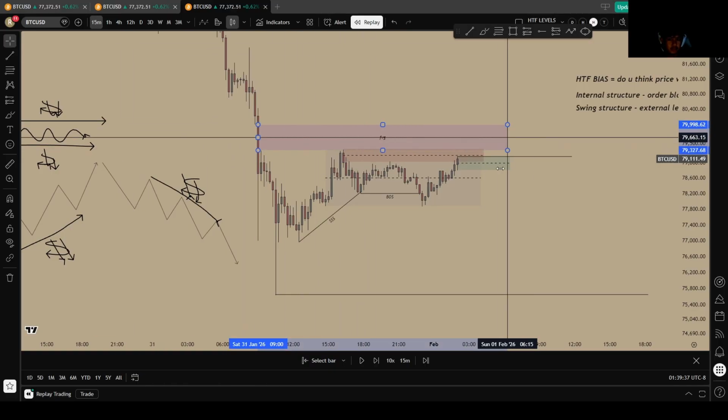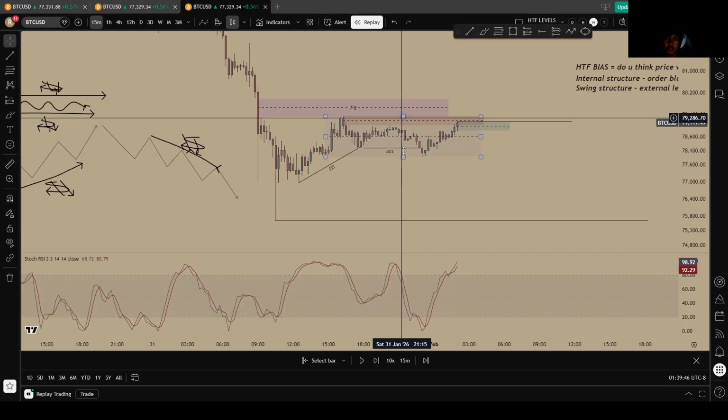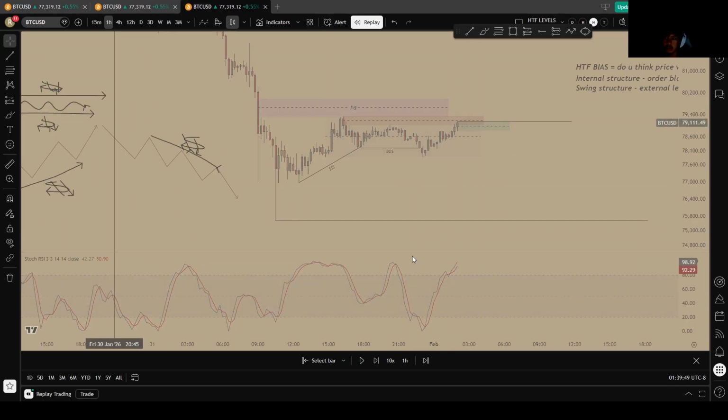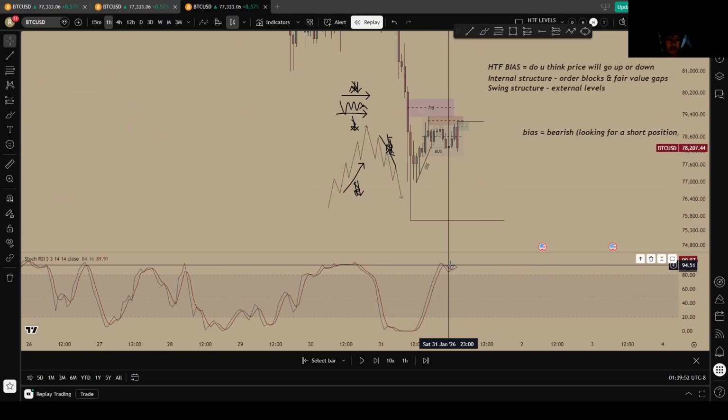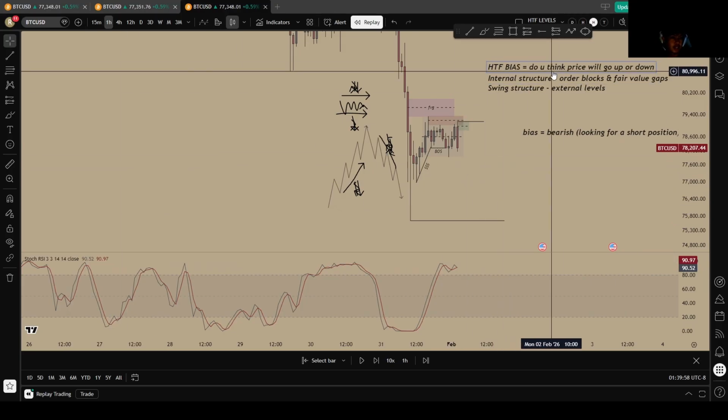So that's actually a very bearish signal, right? We're consolidating right below this fair value gap. So that's bearish. The RSI on the 1-hour and 15-minute is overbought right here. The 15 is overbought, the 1-hour is overbought, and it's even showing a divergence. So that's already a bearish sign, which means your bias is, I think price will go down.